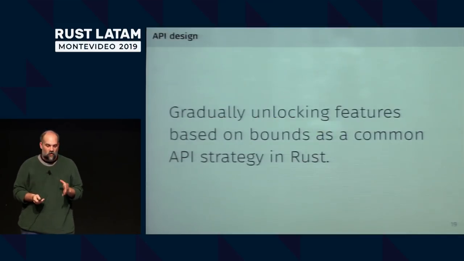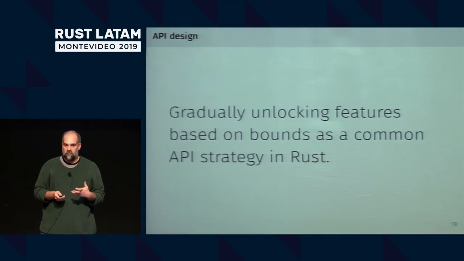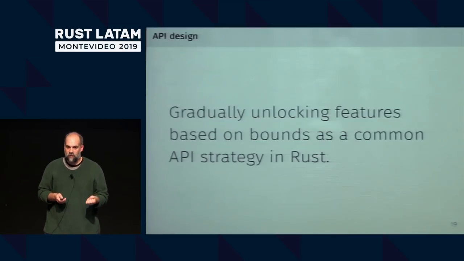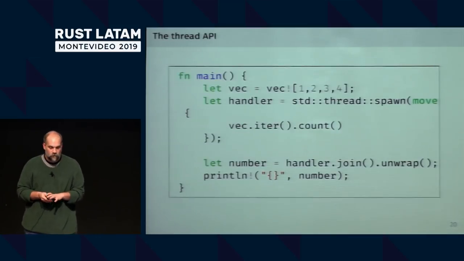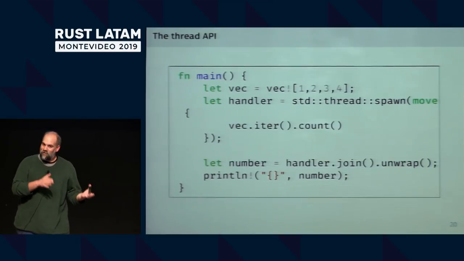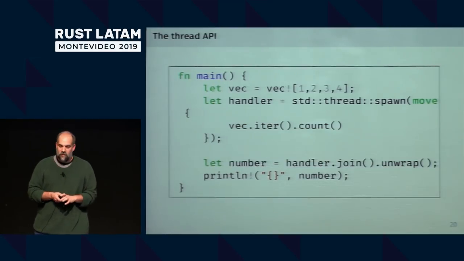And gradually unlocking features based on these kinds of bounds is a common API strategy in Rust, and you can see that all through the standard library. Let's talk about another piece of the standard library, which is the threading API.